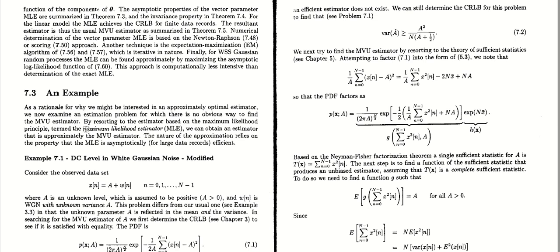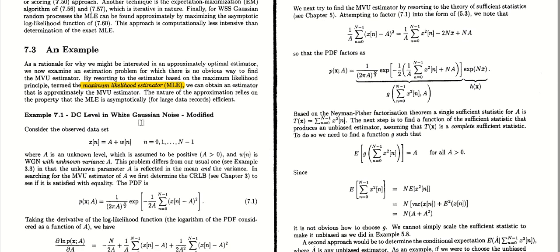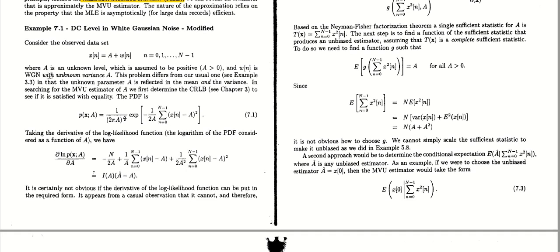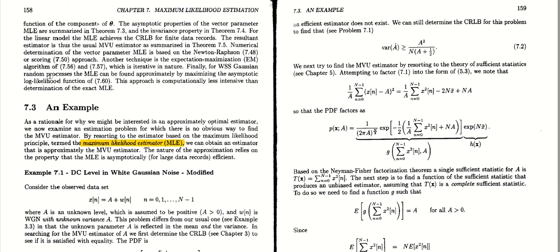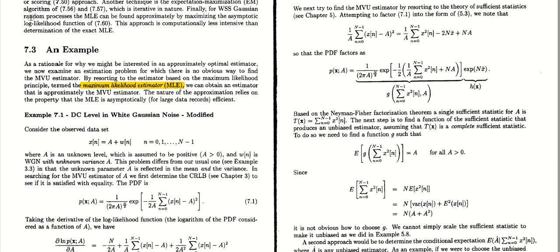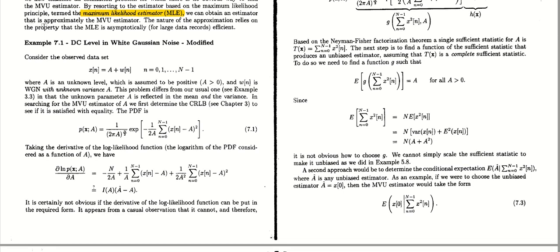The maximum likelihood estimator. So let's take a DC level problem, DC level in white Gaussian noise. It's on page 158. Okay, so this is the DC level problem in white Gaussian noise. And we consider the observed data set x[n] equal to A plus noise, where n is equal to 0, 1, all the way to N minus 1. That is the multiple samples.